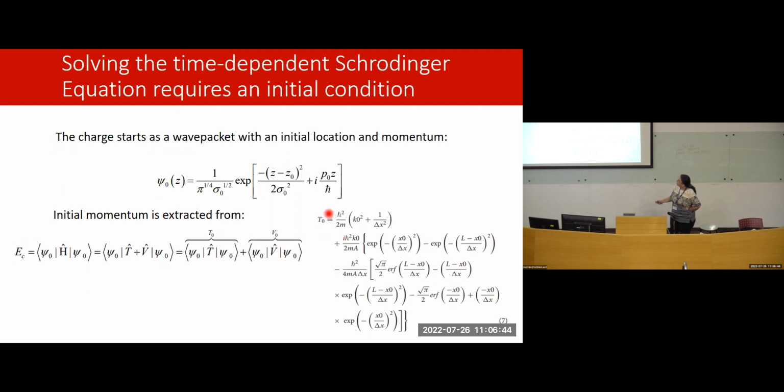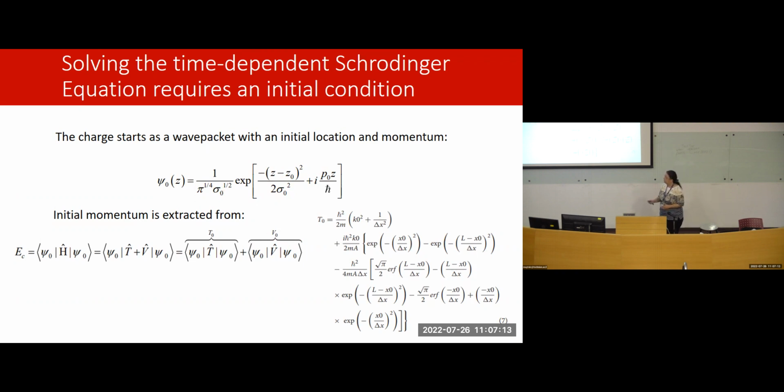Then there is an initial location of the charge. In dynamical calculation, this is just a Gaussian wave function, and you can see the exponent of z to the power of 2. Z0 is the initial location, P0 is the initial momentum, and sigma 0 is the width of the uncertainty in the initial position.